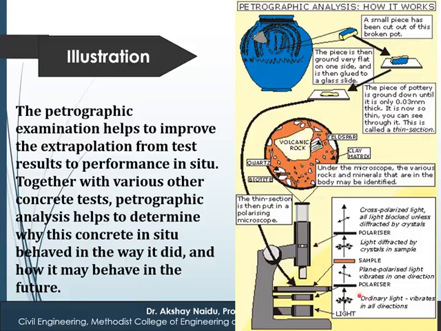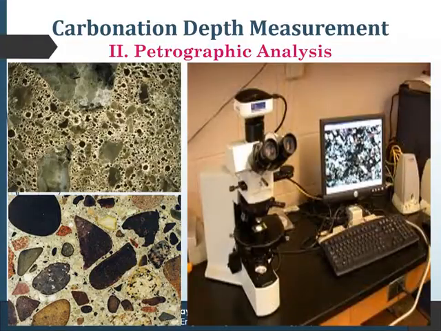So now, how is it used in concrete? For carbonation taking place, we can study through petrographic analysis, and there will be a change in the structure. We will find calcium carbonate particles within the microscope with a pattern. Within the pores, calcium carbonate will be formed.